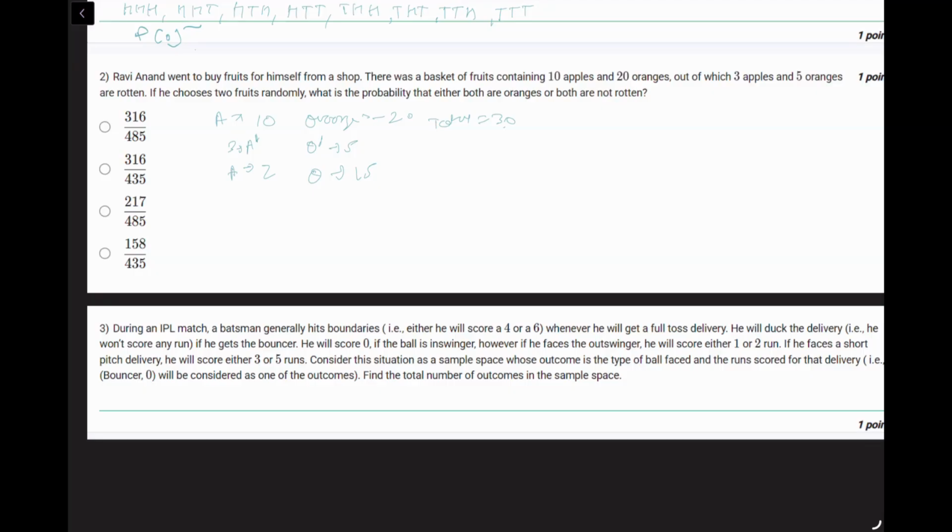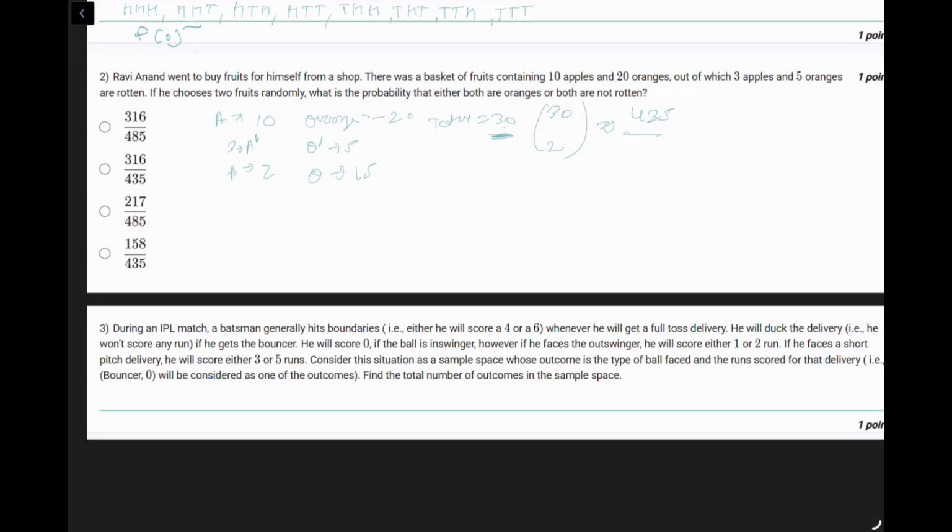Okay, your total outcome is not going to be 30. Why? Because you have to choose 2 fruits out of 30, which means you're going to use combination. 30 choose 2. That is going to give you 435. There are 435 ways to choose 2 fruits, which can either be apples or oranges.